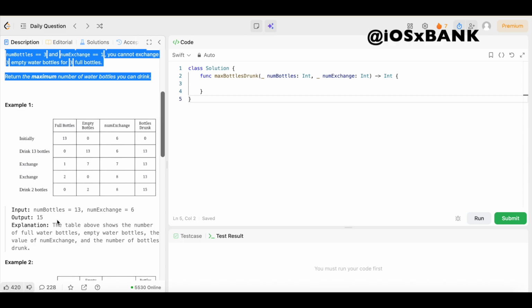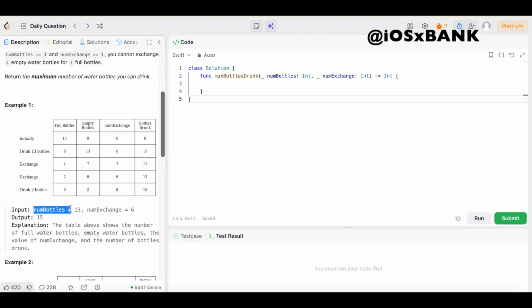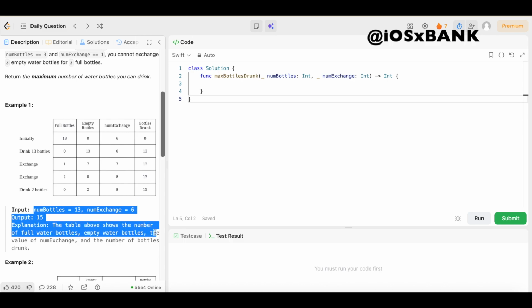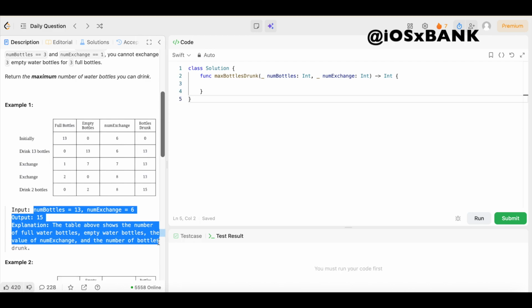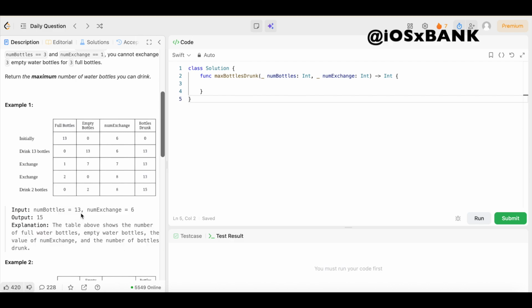So in example 1, we have our input numBottles equals 13, numExchange equals 6, output equals 15. The explanation says the table above shows the number of full water bottles, any empty water bottles, the value of numExchange, and the number of bottles drunk. Okay, so let's break this down one step further. So numBottles equals 13, numExchange equals 6. That's what they give us in this first row of our table. So we have 13 full bottles and numExchange is 6. So boom, this is the first row.